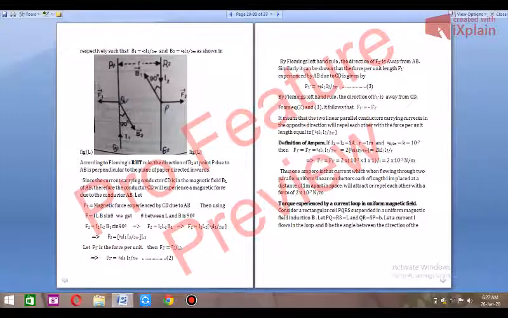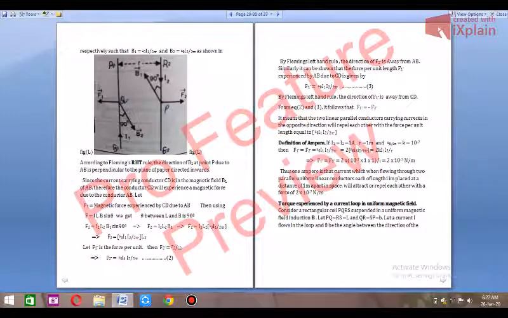Let F2 dash be the force per unit length. Then F2 dash will be equal to the total force experienced by this wire CD due to AB divided by the total length of the wire. So F2 dash, the force per unit length, will be equal to total force by total length, that is F2 by L2. This implies F2 dash is equal to mu naught I1 I2 upon 2 pi R, because L2 and L2 will cancel out.